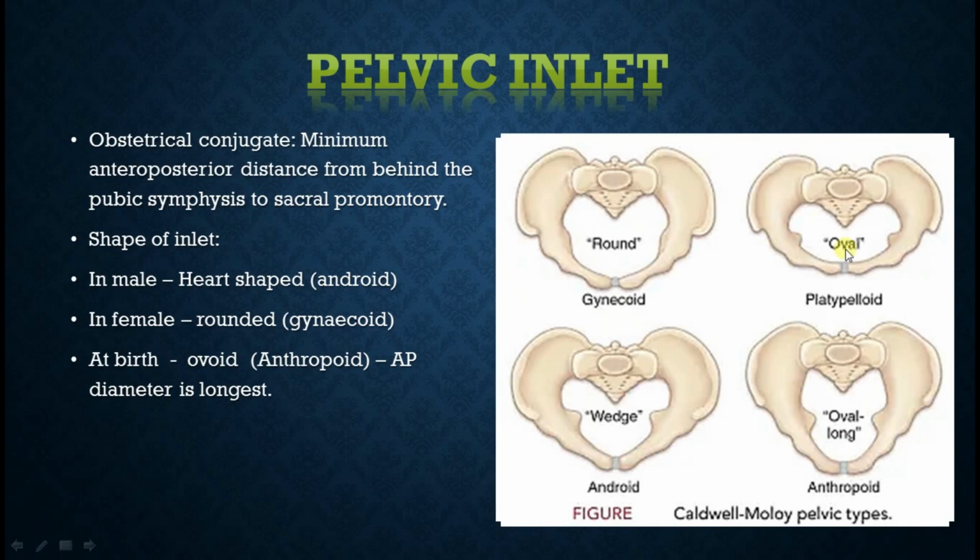Next is the platypelloid or flat pelvis, where you can see an abnormally large transverse diameter. The antero-posterior diameter is very much reduced and the transverse diameter is exaggerated. If it is not a round pelvis, if it is oval or android, then naturally there is some difficulty in labor in such a woman. The platypelloid or flat pelvis is also seen in rickets and osteomalacia.